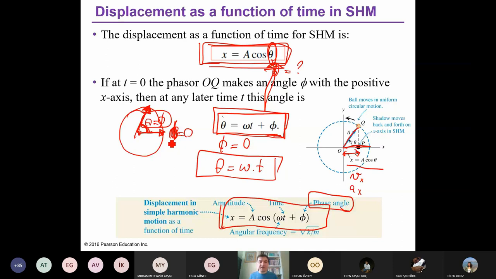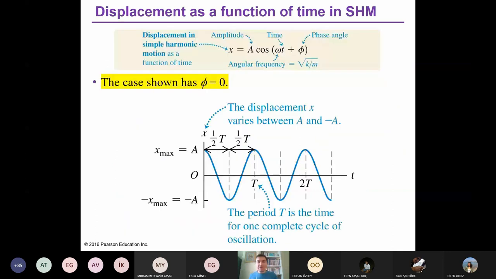If you take the time derivative of this displacement, you can calculate the velocity. If you take the time derivative of velocity, you can calculate the acceleration, okay? So then I will do that. But before calculating velocity and acceleration, just look at this equation and try to show it on a graph. Here we have the time axis from the origin to a certain time, and here we have x displacement, okay? Here we have amplitude. This is the maximum amplitude. This is the maximum negative amplitude. This is the origin, equilibrium.